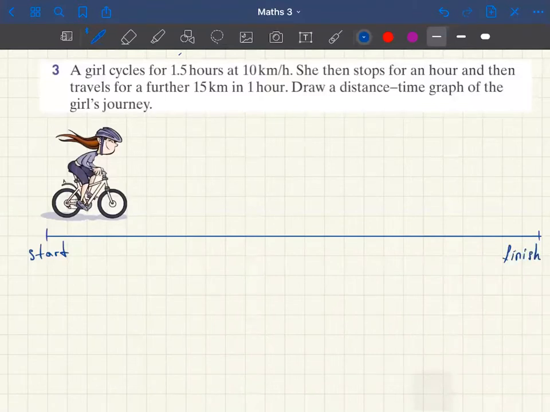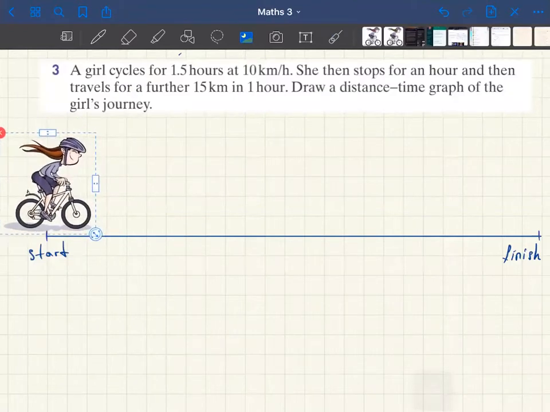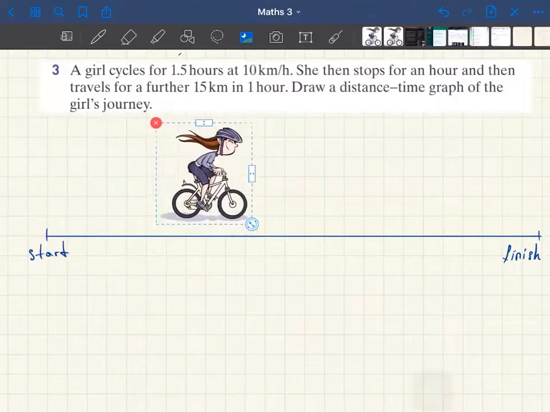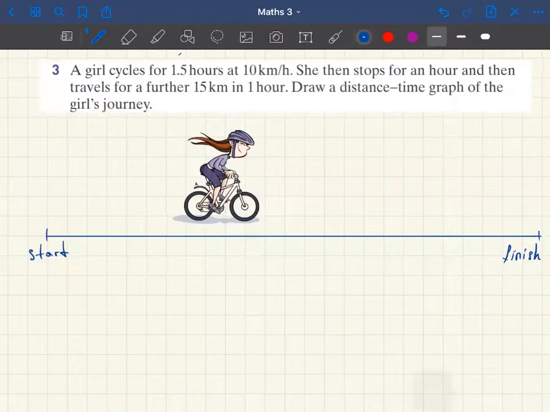Okay, now let's look at this question. A girl cycles for 1.5 hours at 10 kilometers per hour. So we're going to move her a little bit, right? She starts here and then she goes 1.5 hours at 10 kilometers per hour. So the first region is going to have time 1.5 hours, and the speed at which she travels is going to be 10 kilometers per hour.